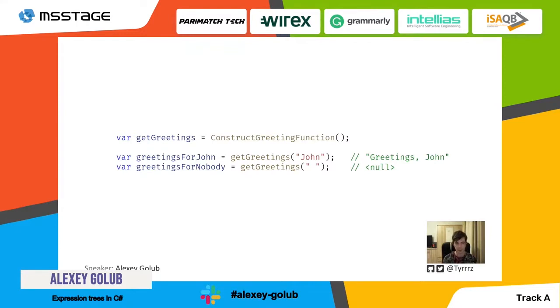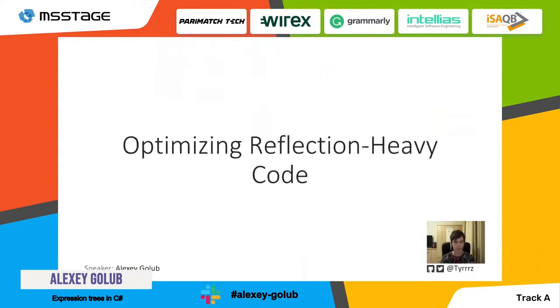So to us, from this perspective, it looks as though getGreetings is just a delegate that is defined somewhere in C#, but it actually comes from runtime. So it's not specified with the rest of our project. We generated it dynamically. And while it's cool, it also begs the question of why would we ever need that?